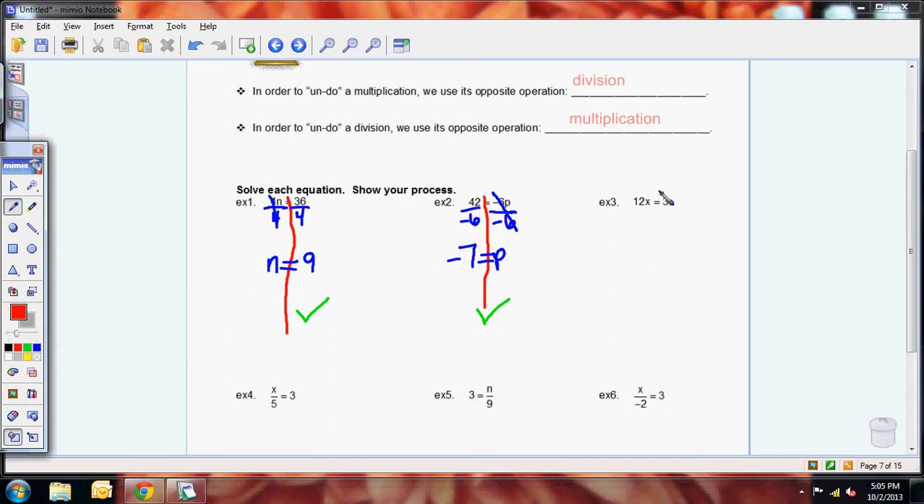Alright, last multiplication example. This one you have to be careful of as well. So we have 12 times x. The opposite would be to divide by 12. Now a lot of people rush through these and they automatically think they're going to divide by 3. But remember, you have to get rid of the term next to the variable. So I'm actually going to divide both sides by 12. So I'm left with 1x, or just x.